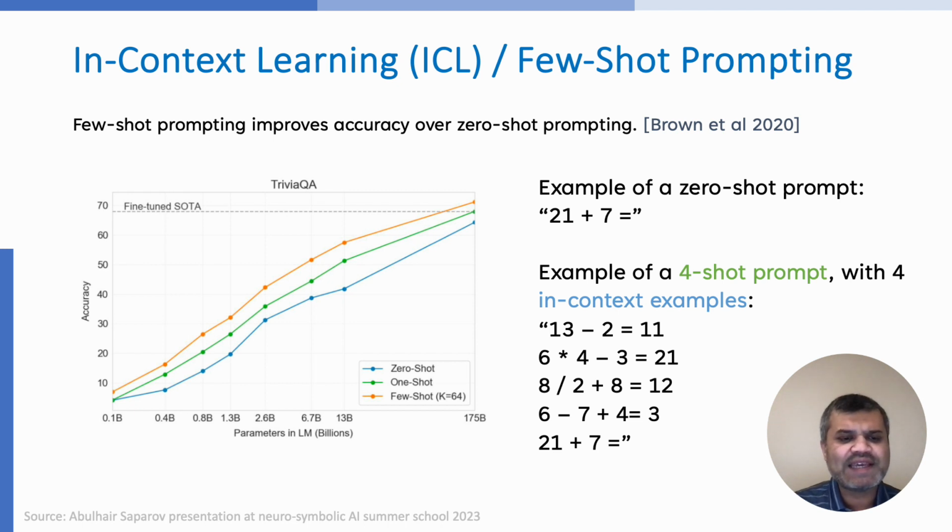On the left hand side, the plot confirms that zero-shot has the lowest result, just showing one example improves the result, and showing a few examples improves it even further.